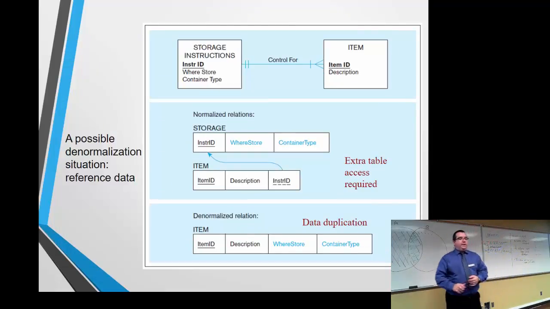And then the last one is the one-to-many. This one's iffy. I'm not a fan of denormalizing one-to-many relationships. The only time you do it is for literally speed, for reporting purposes. Essentially, in this case, you've got storage instructions for given items, so a single instruction could have multiple items.